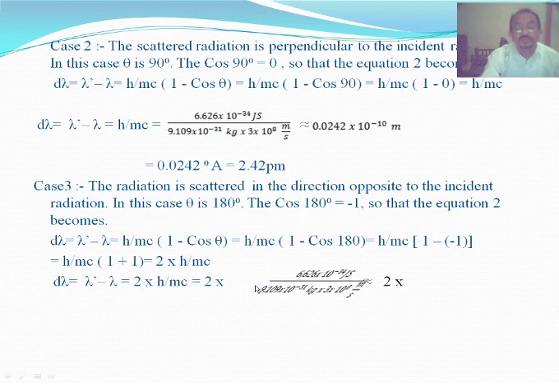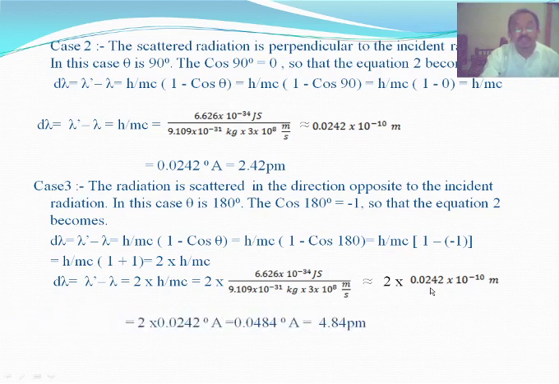If you put in the values, we get this equation: 2 into 6.626 into 10 to the power minus 34 joule second, which is the value of the Planck constant, divided by 9.109 into 10 to the power minus 31 kg, the mass of the electron, and 3 into 10 to the power 8, the velocity of light. If we calculate it, it is 2 into 0.0242 into 10 to the power minus 10 meter. If 10 to the power minus 10 meter is converted into angstrom we get this value, and if we convert into picometer, then it is 4.84 picometer.